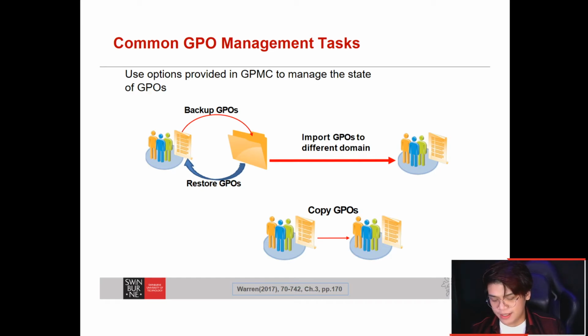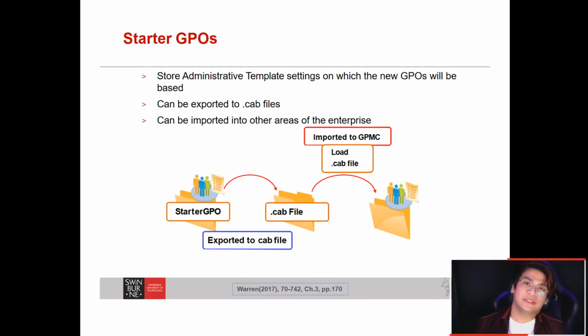Here we have the common GPO management tasks. We need to back up the GPO and then restore the GPO and import that to a different domain, that kind of thing. We can copy GPOs and so on. You can use the options provided in the GPMC to manage the states of the GPO. After that, we can use something called the starter GPO. It stores administrative template settings on which the new GPO will be based. You can export it in a cab file.